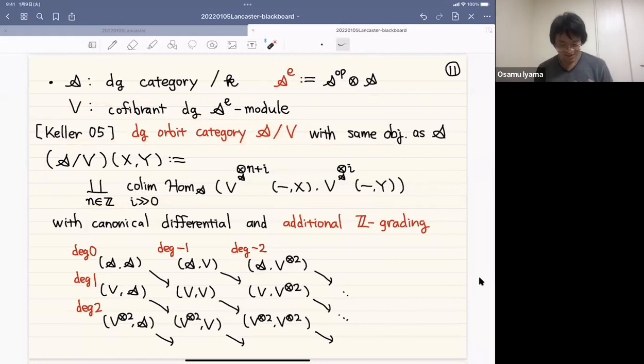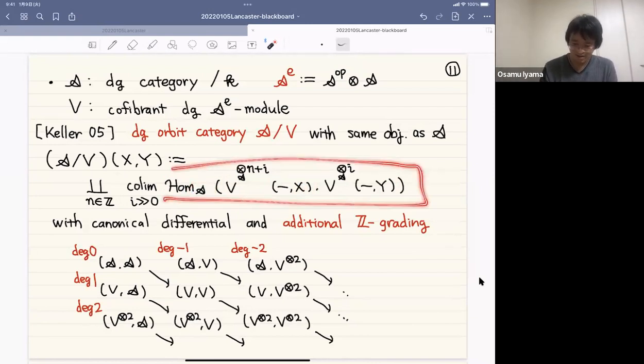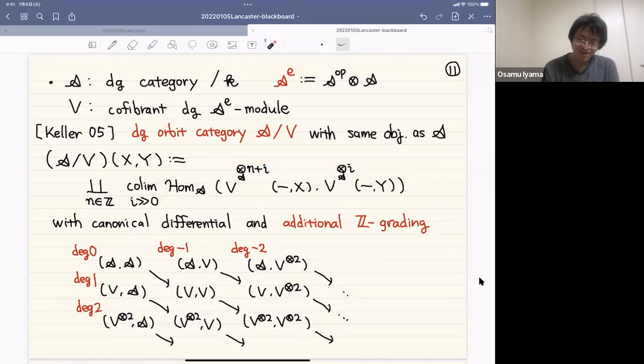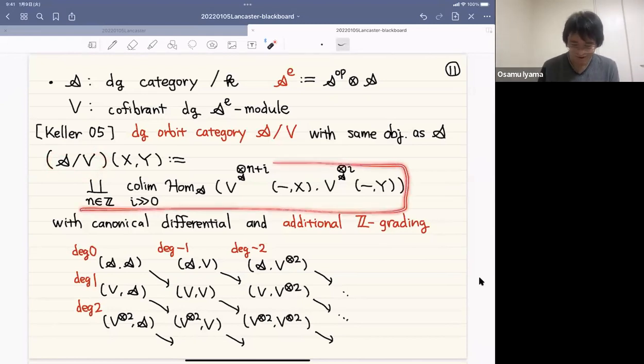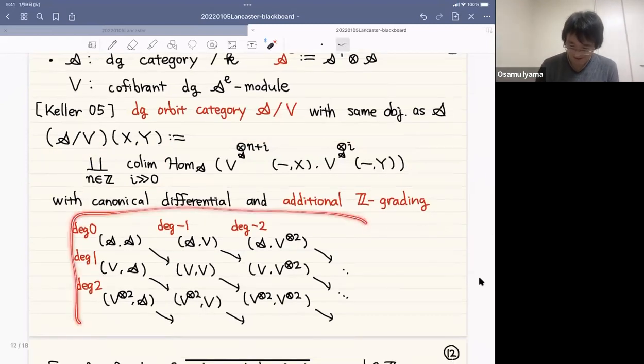As is usual, the orbit category has the same objects as the original category A. The morphism space is basically defined by taking the direct sum of degree n parts, and that degree n part is given by this. This is a DG A-module. It is the tensor power of V over A, n plus i times, and this is i times, and by evaluating an object from the right side, they are right DG modules over A, and then Hom complex as DG A-modules also gives a chain complex. This gives us part of the morphism complex of the DG orbit category. This definition is quite compressed, and looking at this picture gives a better hint.